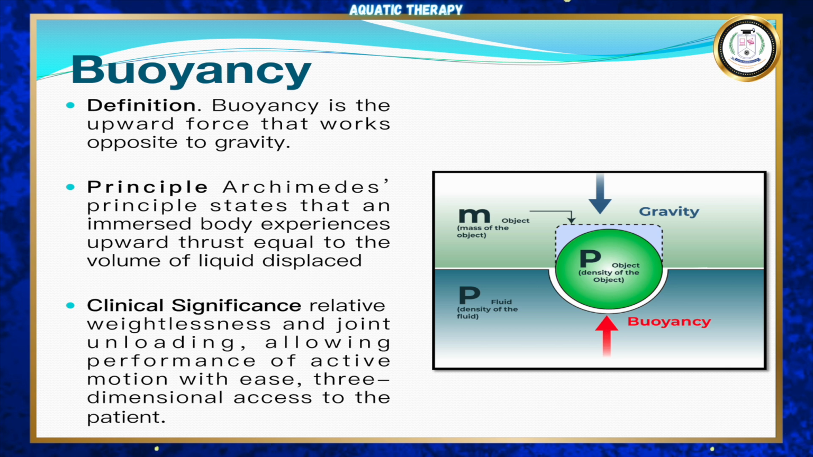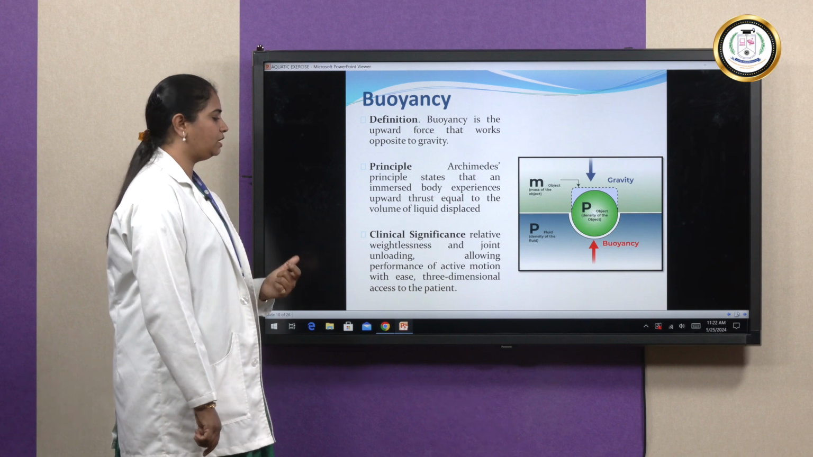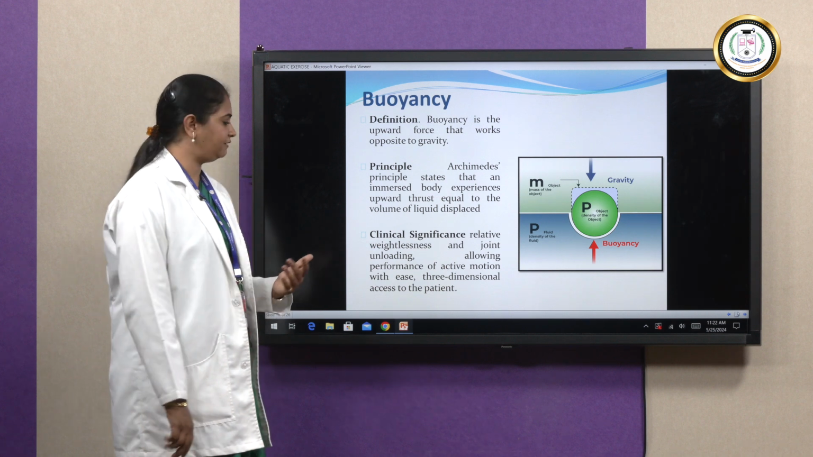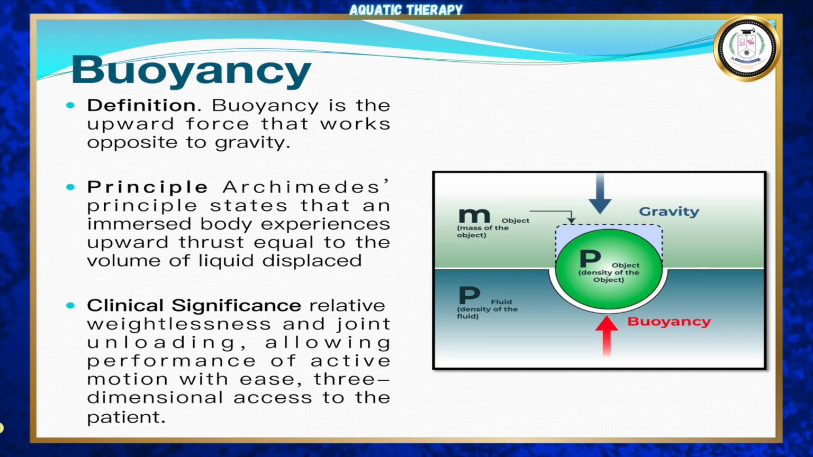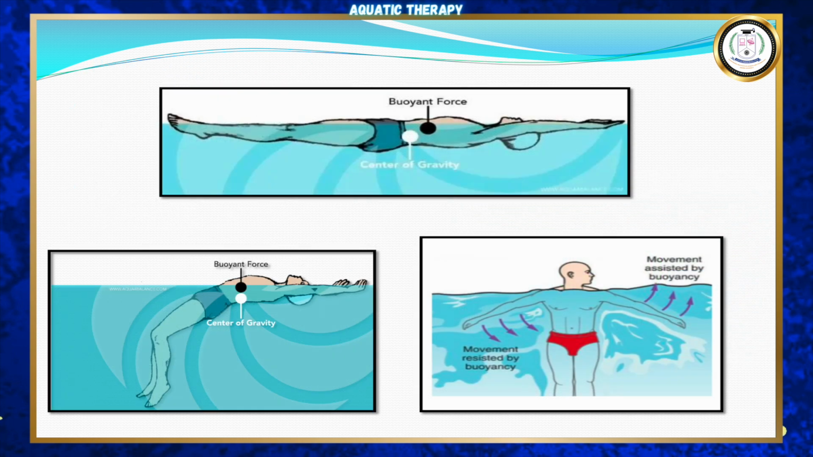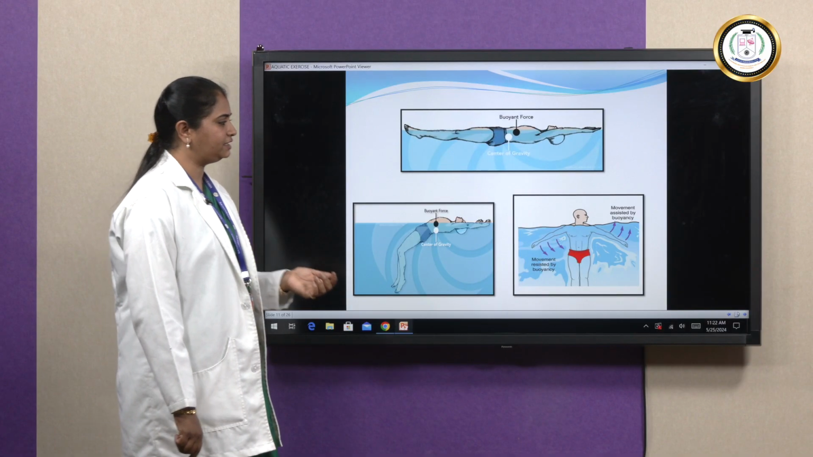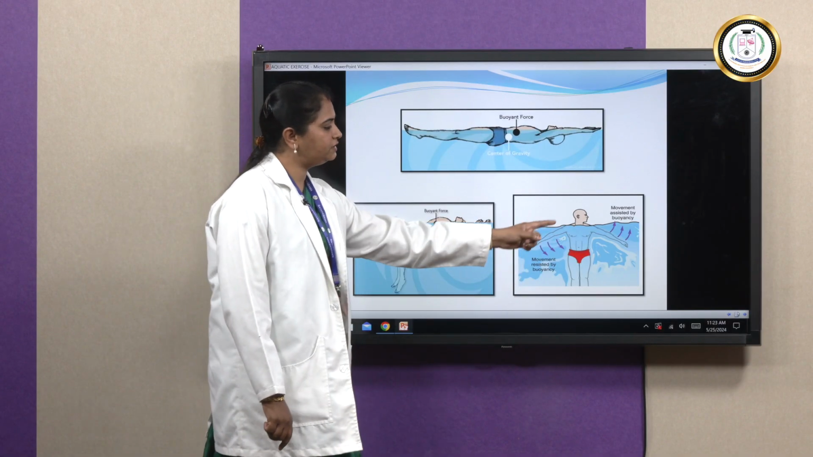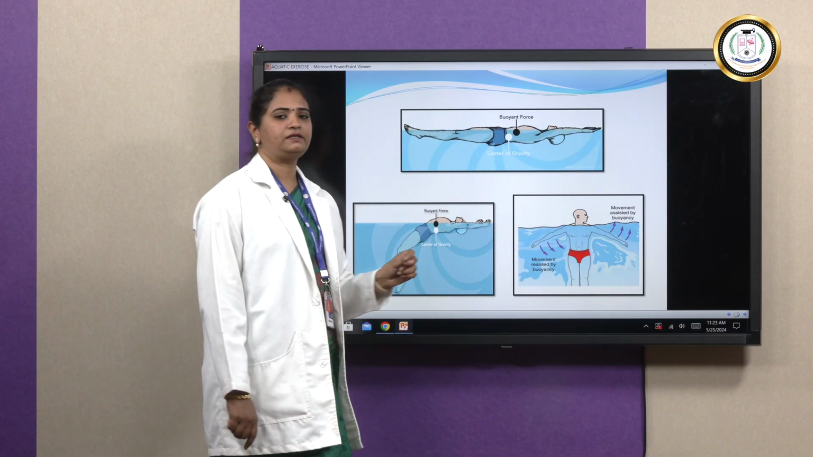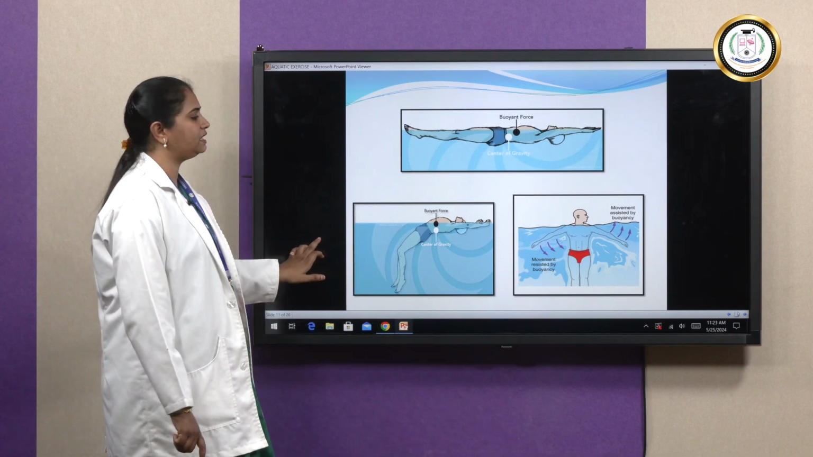The clinical significance is that there is weightlessness and joint unloading occurs, and a three-dimensional effect can also be given to the patient. Now this is the buoyant force. You can see the black color spots showing the buoyant force which is acting against the center of gravity. The buoyant force can be used as assistance as well as resistance for the patient to perform his exercises.